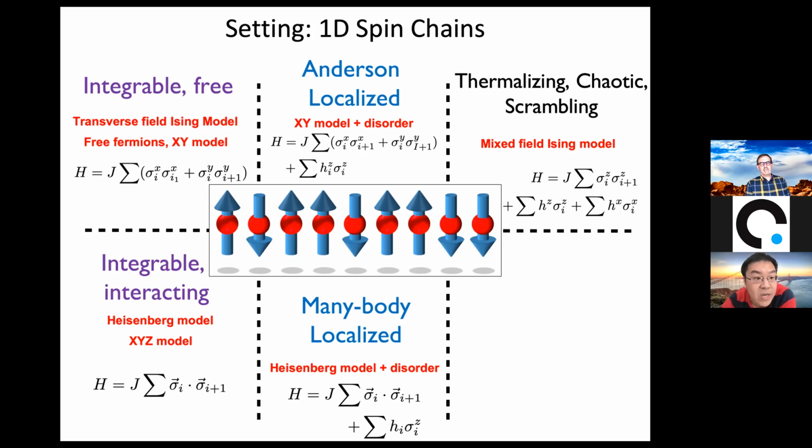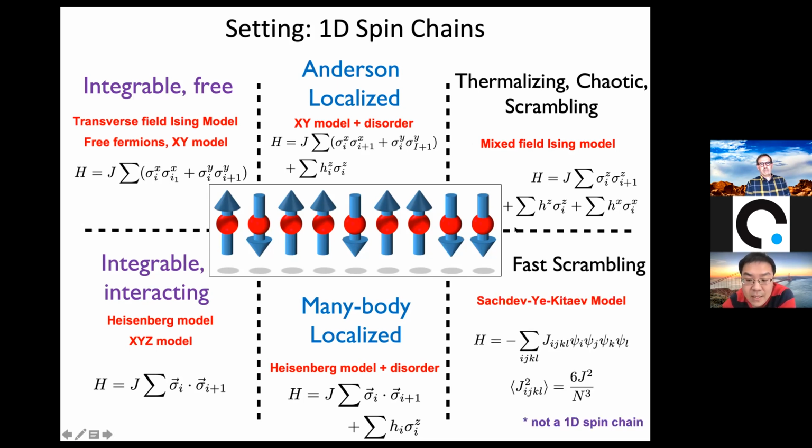I just wanted to end with a little bit of a nod to some very recent developments in the context of looking at Hamiltonian dynamics. I should emphasize that out of these 6, this is the only one that's not a 1D spin chain.